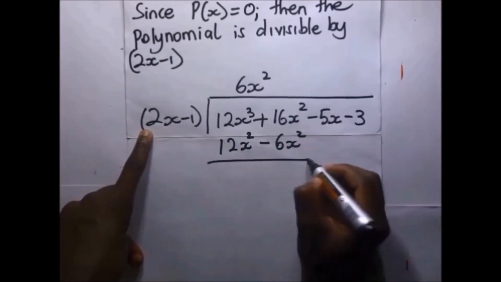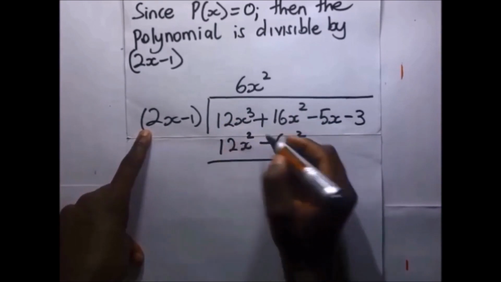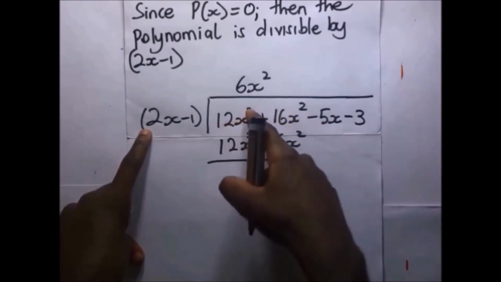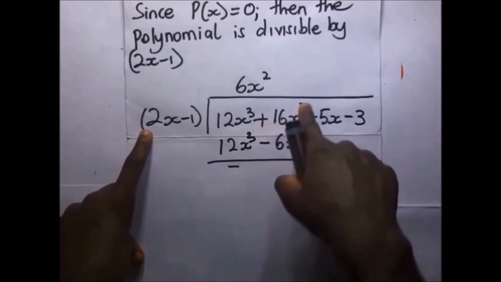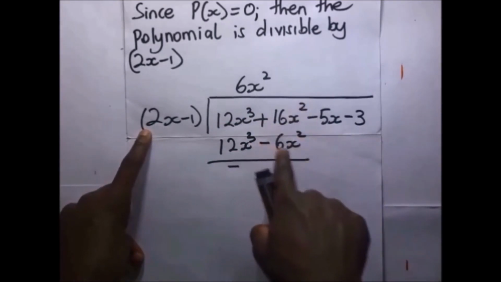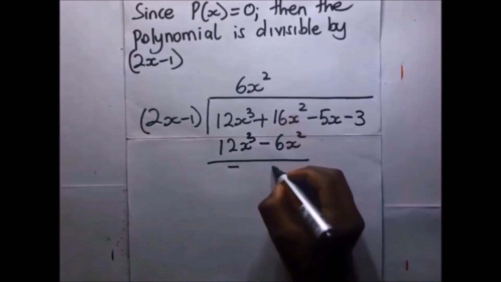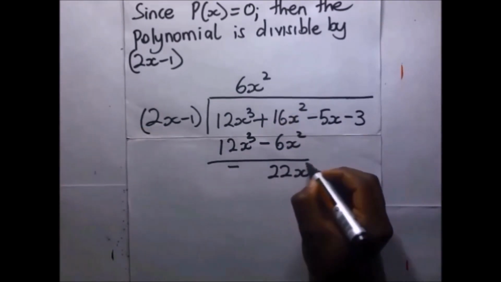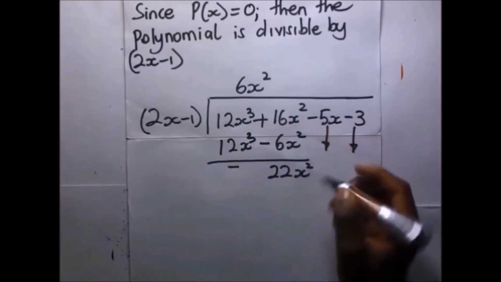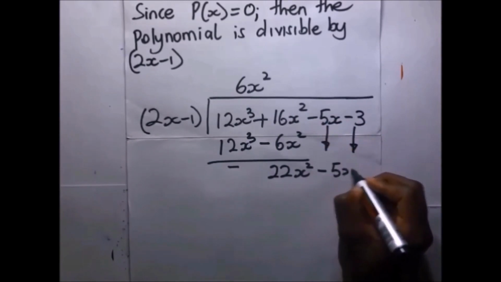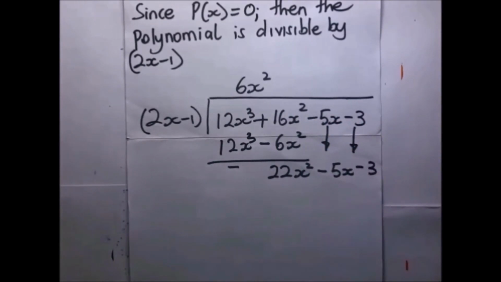When we subtract these two, 12x cubed minus 12x cubed, we will get 0. 16x squared minus negative 6x squared, we'll be getting 22x squared. So we pull this down, and it will remain with 5x minus 3. So we repeat the procedure.